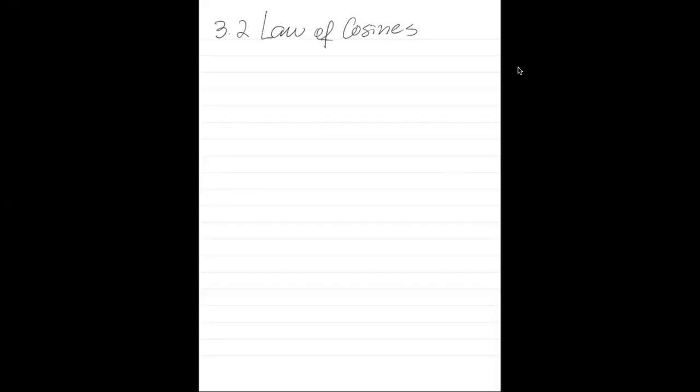So 3.2, law of cosines. We have a standard form. I'm going to write three equations for the law of cosines for an oblique triangle. A squared is equal to b squared plus c squared. So far it's like the Pythagorean theorem, but since this is not a right triangle, we'll continue: minus 2bc cosine of angle A. And in a similar way, we write the other two equations.